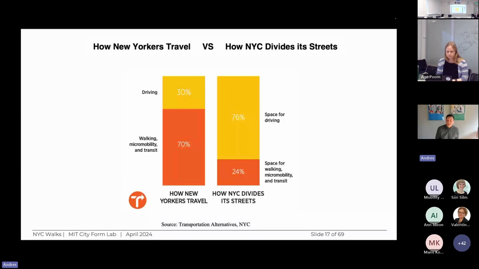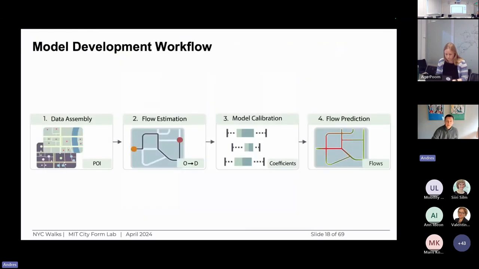76% of all space in the public realm of the city, on the public rights of way of streets, is dedicated to driving, and only 24% of the city's space is dedicated to these sustainable modes. So there's been a strong realization by city government that something needs to be done about this. Over the last 10, 15 years, we have witnessed fairly aggressive policies, starting from Mayor Bloomberg's administration and then carried forward by subsequent mayors, to reallocate New York City space.